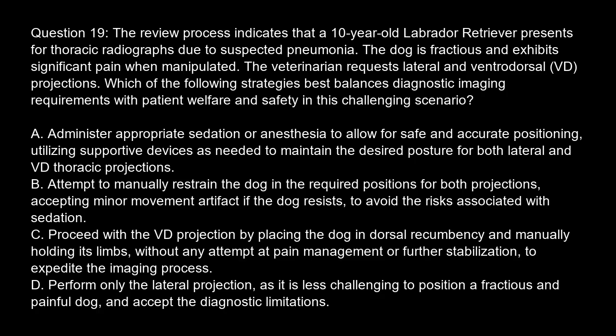Option A. Administer appropriate sedation or anesthesia to allow for safe and accurate positioning, utilizing supportive devices as needed to maintain the desired posture for both lateral and VD thoracic projections. Option B. Attempt to manually restrain the dog in the required positions for both projections, accepting minor movement artifact if the dog resists, to avoid the risks associated with sedation.